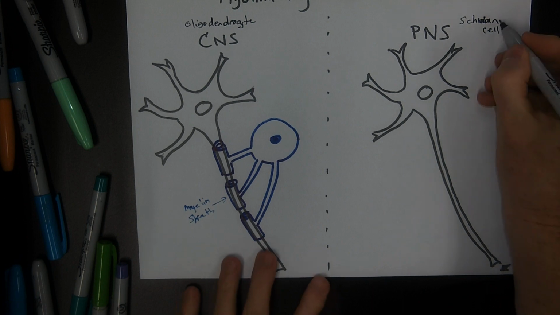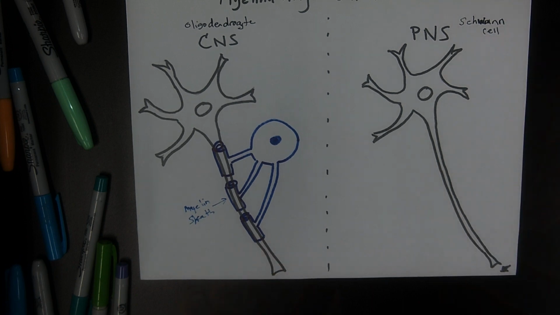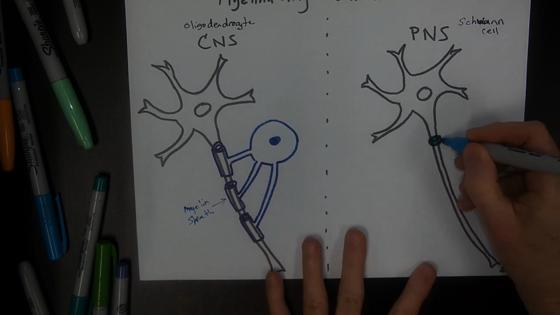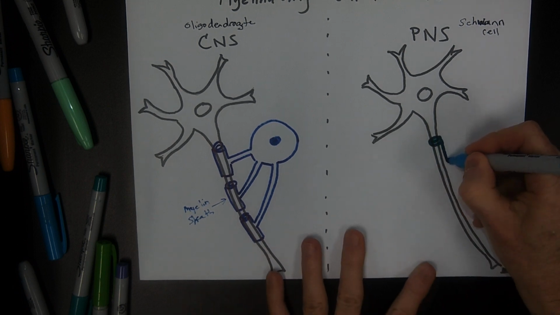C-H-W-A-N-N cell. It's a Schwann cell. Schwann cells are found only in the PNS. Thinking about Schwann cells in the PNS, it's a little bit different. Here you have the same deal. I'm going to just wrap this myelin sheath around the axon.